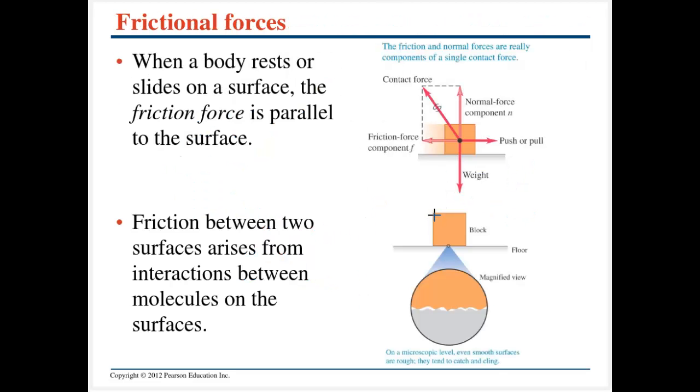So frictional forces: when a body is sitting at rest or sliding on a surface, it's going to have a frictional force, and that force is always going to be parallel to the surface. I'm always going to say it's going to resist motion. What I mean by that is if I have some velocity in that direction, my frictional force will always be in the opposite direction as my velocity.